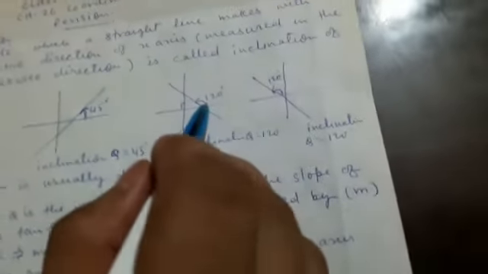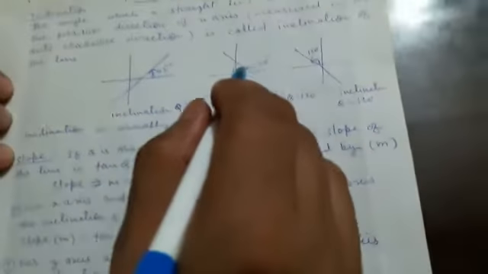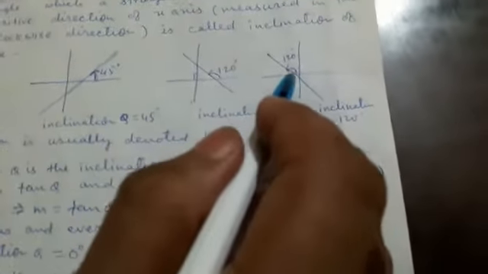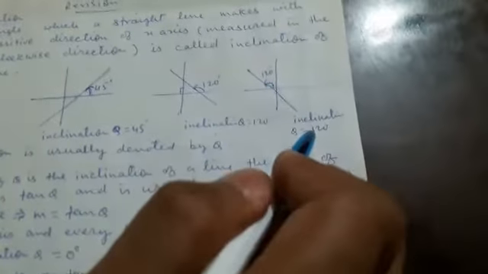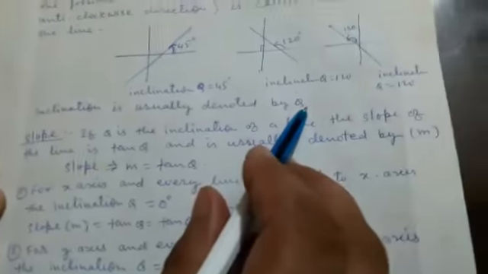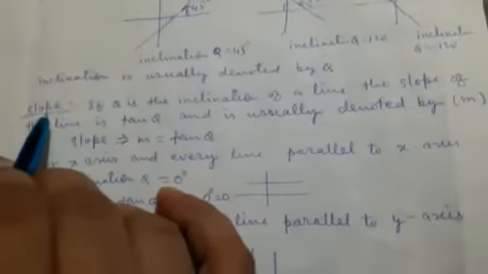Similarly, this is the x and y axis, and to measure the inclination of this line, we have to move from the x-axis to this line anti-clockwise. So 120 will be the inclination of this line. Similarly, in this, from the x-axis to this line anti-clockwise, this is also 120 degrees. Now inclination is usually denoted by theta. Remember it.